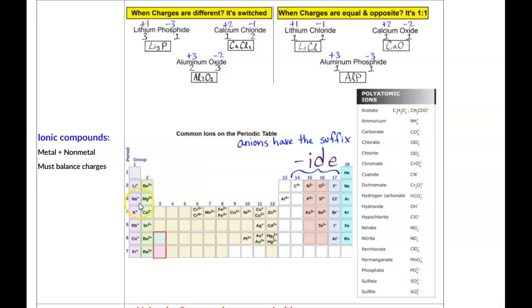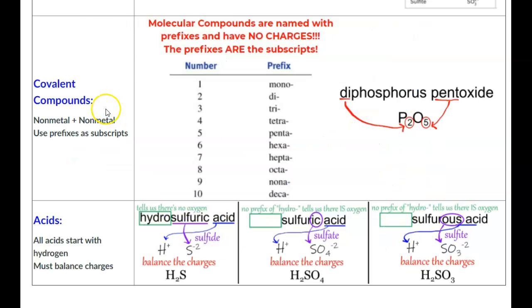Anytime we combine a cation with any anion, we have to make sure charges are balanced. If you ever need more than 1 polyatomic, it's going to require parentheses. If you have a covalent compound, it's a nonmetal plus another nonmetal, and so we use prefixes as the subscripts. There are no charges in a molecular or covalent compound. The prefixes are the subscripts.